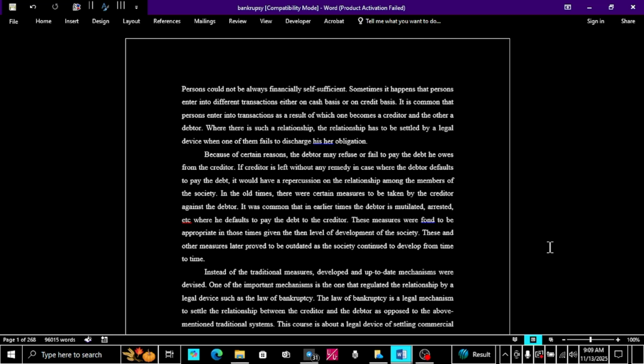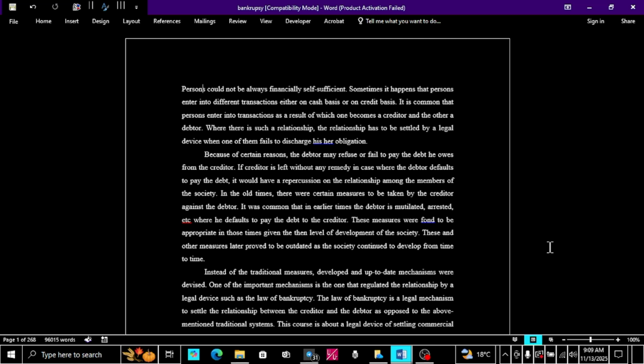Let's press left arrow to navigate to the previous character. P. Yes, when I press left arrow, it said P. Let me press right arrow several times. E, R, S, O, N, S. So we use the left and the right arrow for navigating character by character.